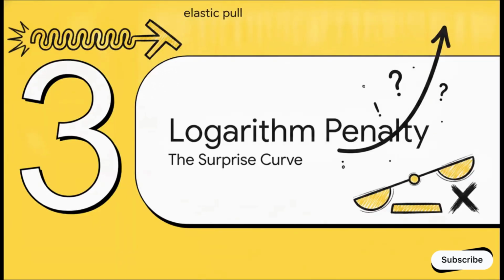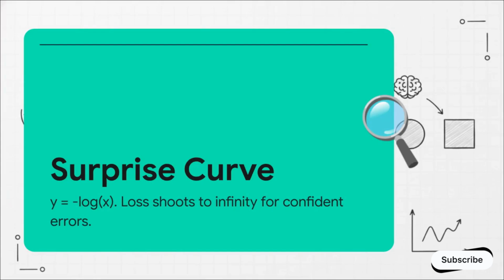Moving on to Section 3, the logarithm penalty. Okay, here is the literal alarm bell of the network. This is the surprise curve. Y equals the negative log of x. Watch what happens as the probability, our x value, drops. As the model's assigned probability for the correct answer gets lower and lower, dropping below 0.1, you get this intense red warning glow as the plot aggressively shoots up toward infinity. This is the visual proof of why confident errors are so outrageously expensive for the model. The curve is incredibly steep right there.